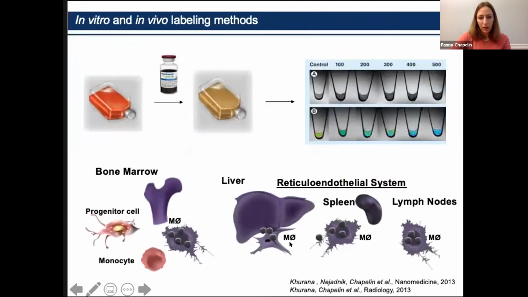So when you're trying to see cell fate in vitro or in vivo, you have two labeling methods of choice. You can either incubate the contrast agent with some cells in the flask, and based on how much the cells can take up that contrast agent, you will have increased signal change. The other method is to inject the contrast agent intravenously, and we've seen over the years that this labels primarily two types of cells, either bone marrow stem cells or macrophages. And we'll see how we can use these properties to apply it for clinical purposes.